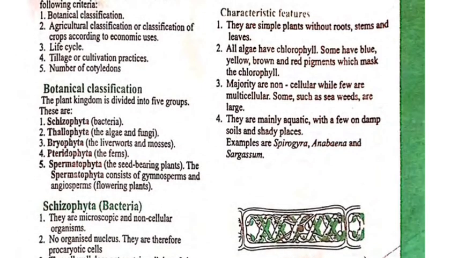For a start, we have botanical classification. Now the plant kingdom is divided into 5 groups. These are Schizophyta, Thallophyta, Bryophyta, Pteridophyta and Spermatophyta. And for a mnemonic, we have STBPS. That's the first initial of these groups. STBPS is easy to remember. Alright, so we have Schizophyta, Thallophyta, Bryophyta, Pteridophyta and Spermatophyta.